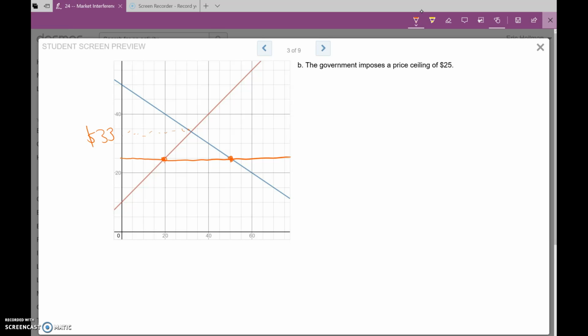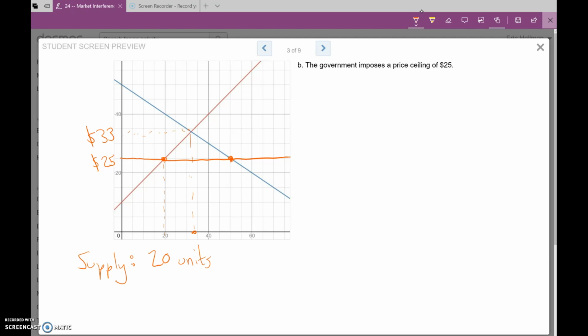So at a market price of $25, producers only want to supply 20 units. If you look at this, they're like, oh, well, if I can't get $33, I'm going to reduce my output. And now instead of producing the original amount, we only want to produce 20 units. So suppliers only want to offer 20 units.